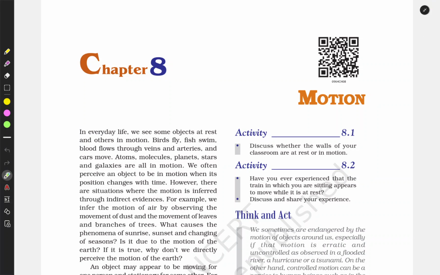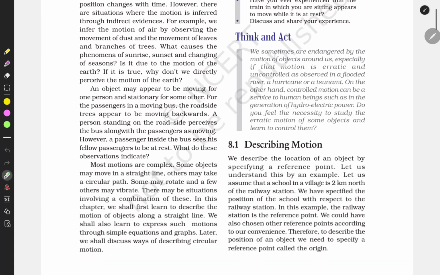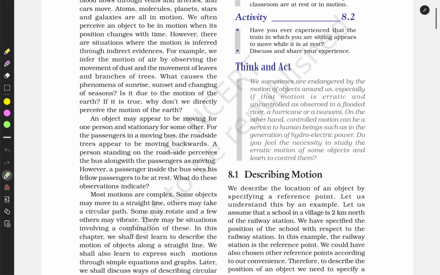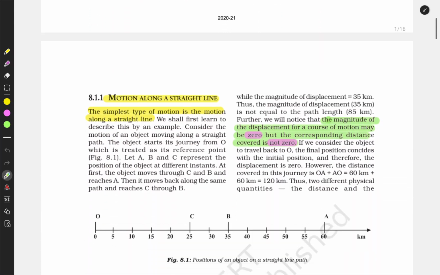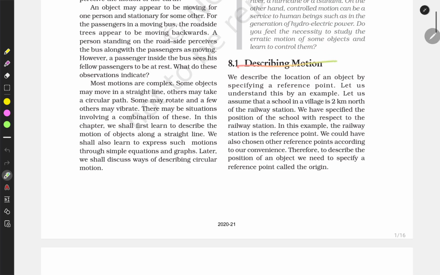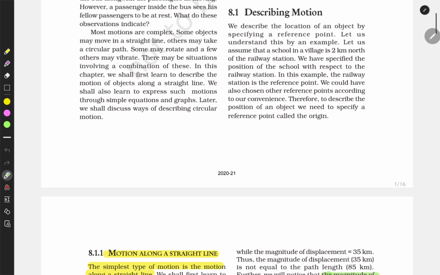Welcome. In this video we're going to discuss the chapter Motion, Class 9 NCERT, chapter 8. We will only be discussing the important points from the perspective of your examination. First, we will describe the motion.